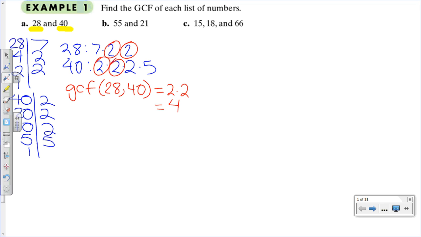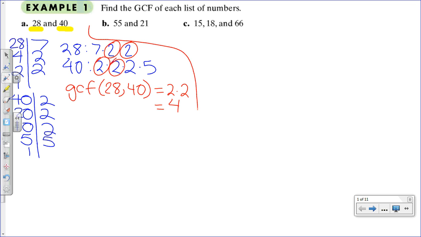Now, maybe you could tell that just by looking at the numbers. Maybe you couldn't. Sometimes you could just tell right away. Other times you have to rely on the prime factorization and then take the common prime factors.